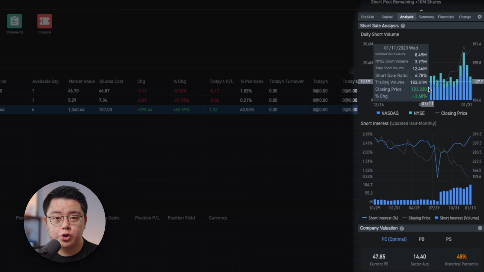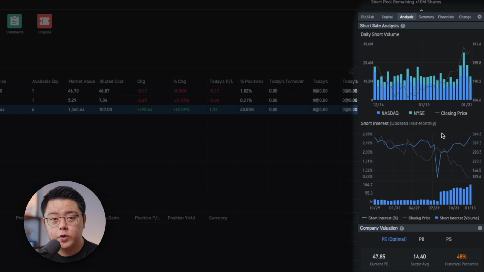The analysis tab will show you the short sale analysis data, which basically tells you how much people are betting against the stock. So obviously, the higher the short volume, as you can see here, it means there are more selling pressure towards the stock, because Tesla has been up almost 60% in this month alone in January. So naturally, short sellers are more eager to bring it down in order to make a profit.